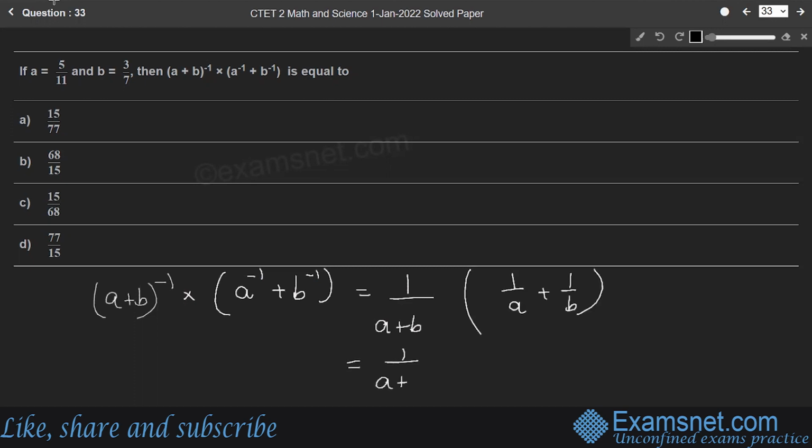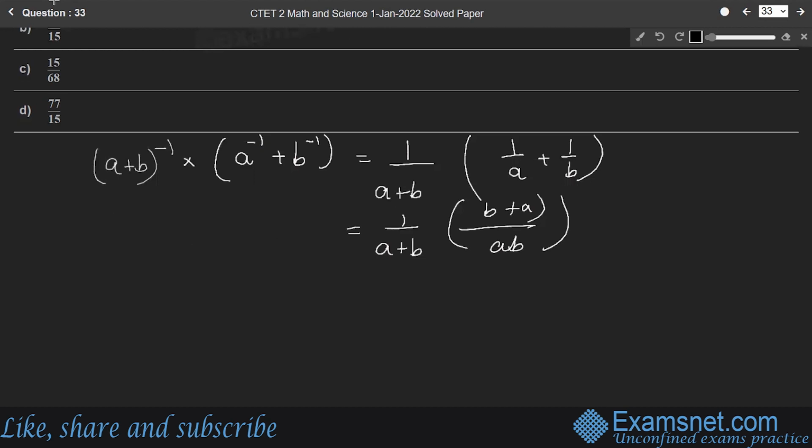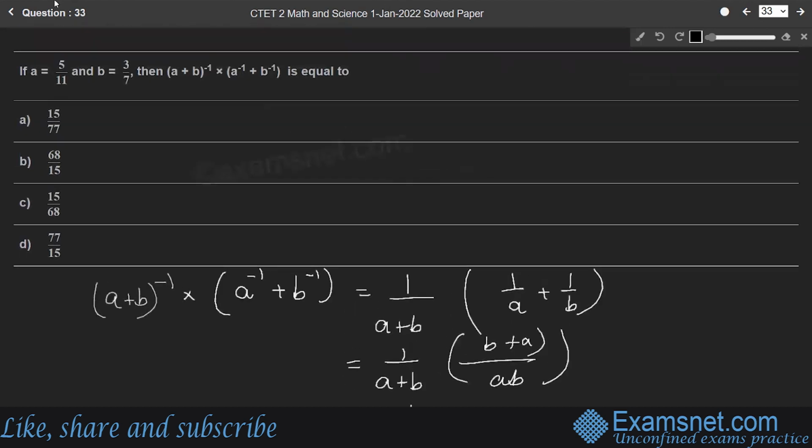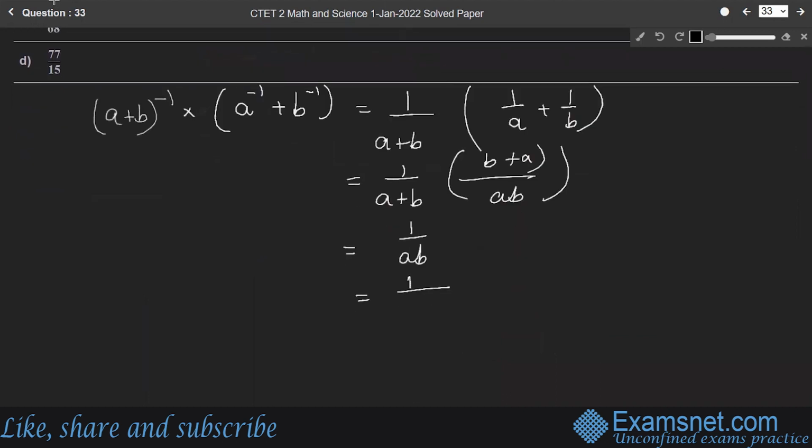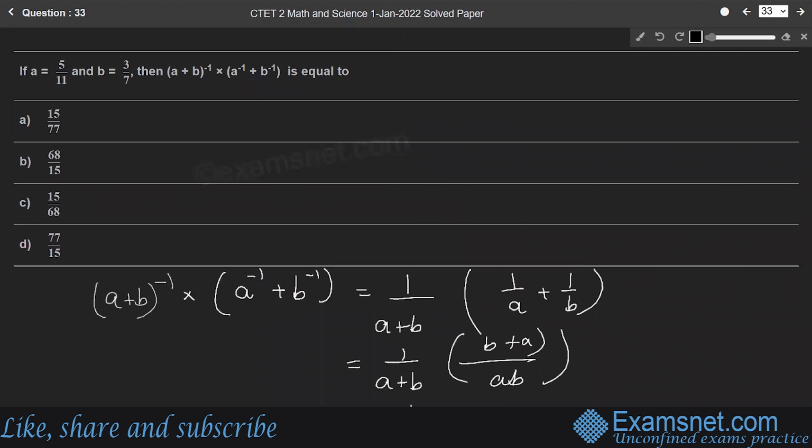So 1 by a plus b into b plus a by ab, which is equal to, so a plus b will get cancelled, 1 by ab, which is equal to 1 by the given number. A is 5 by 11, b is 3 by 7. 5 by 11 into 3 by 7, which is 11 by 5 into 7 by 3, which is 77 by 15. Check with the answer. 77 by 15. Option D is the right answer.